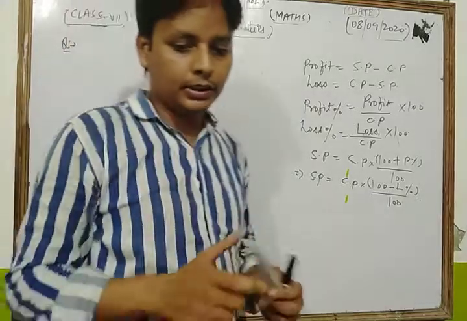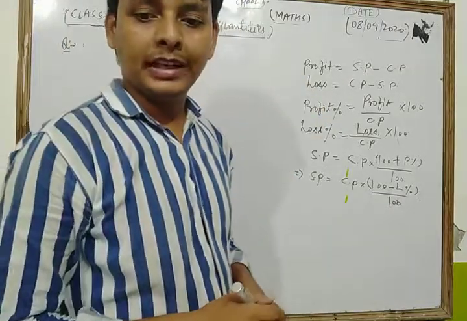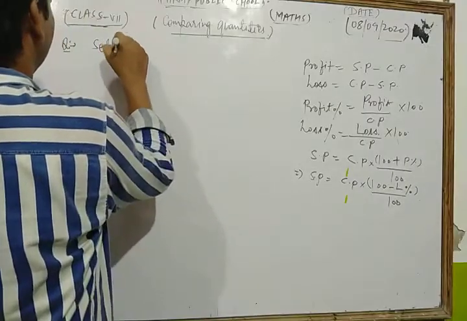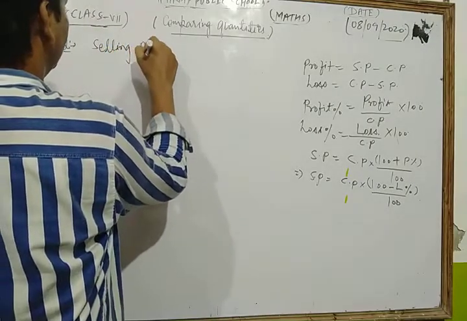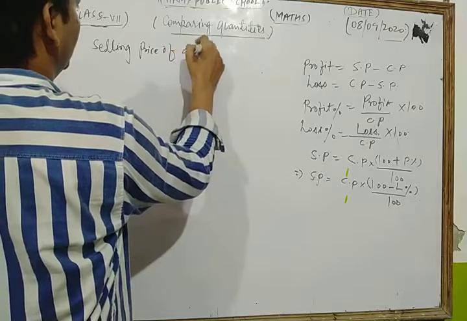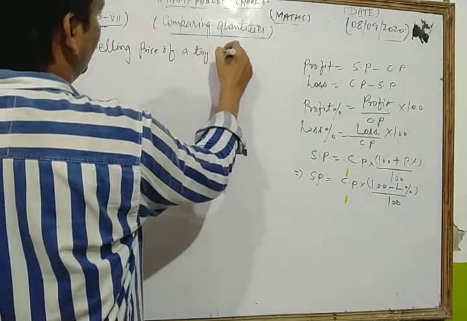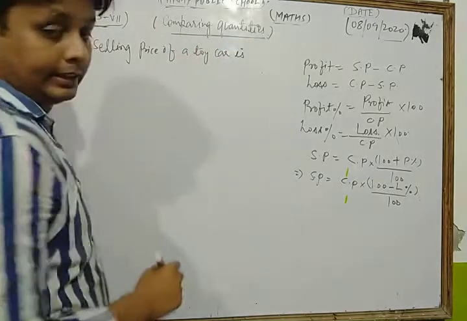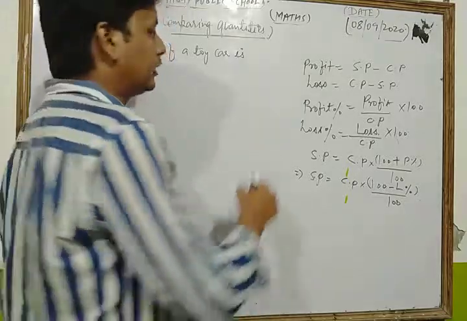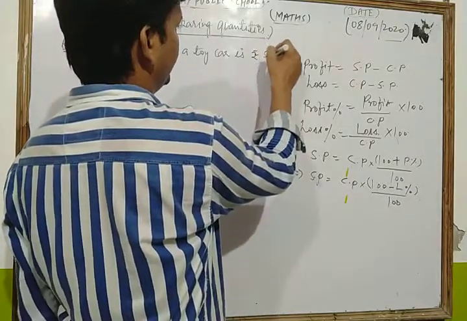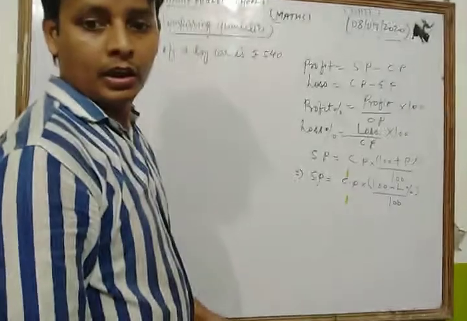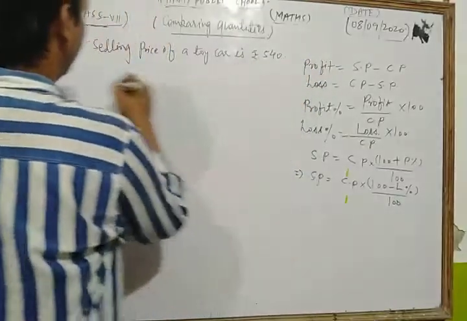And your next question is: the selling price of a toy car is rupees 540.